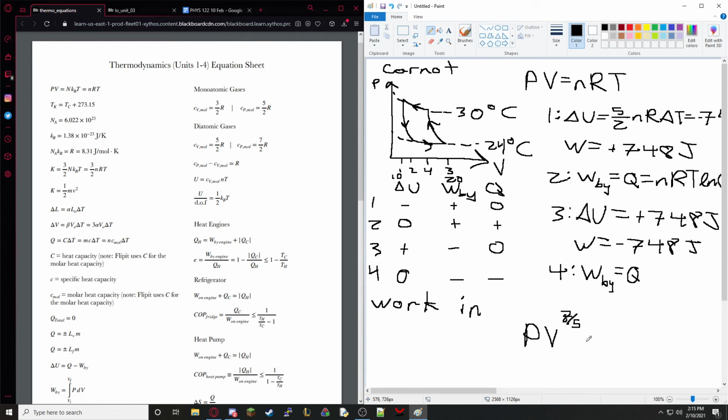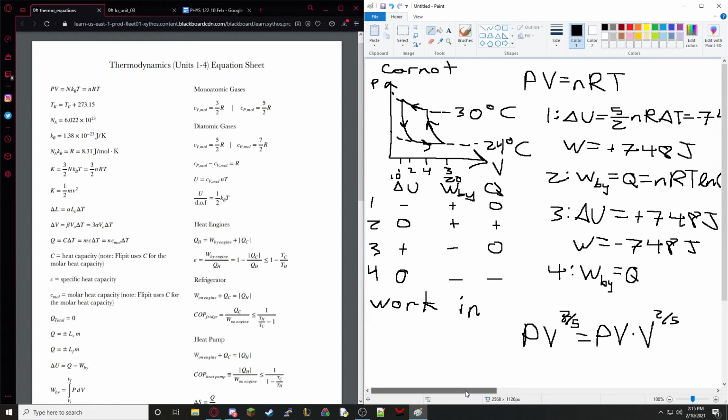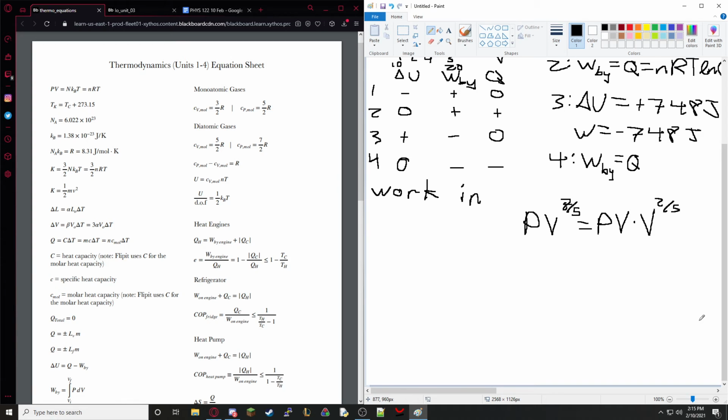So our P times V to the 7/5 is going to be equal to a constant, and that's what our line is here. And we can go ahead and rewrite this as P times V to the 2/5. Right?